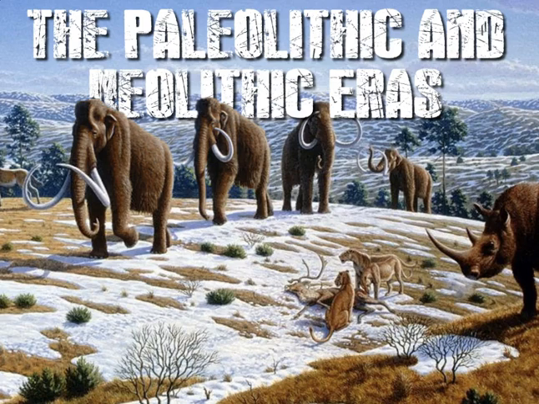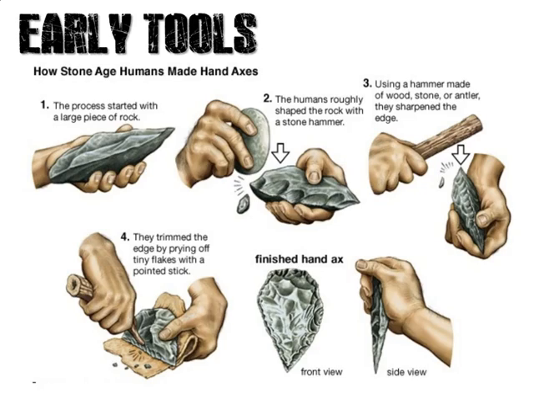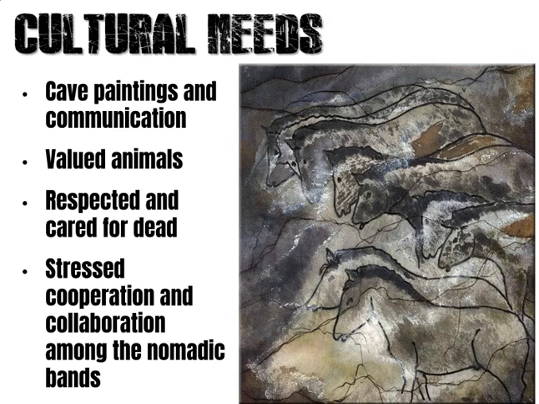So let's talk about the Paleolithic and the Neolithic. Neo is simply new. So Paleo is old, and Neo is the new era, right? Physical needs: they sewed animal skins to survive the Ice Age. Tools and weapons were made of stone, bone, and wood, including digging tools, spears, and axes. Here are a couple of early tools that you can look at.